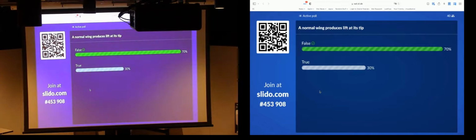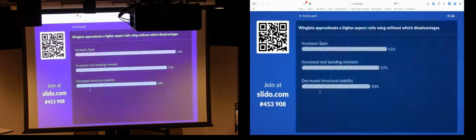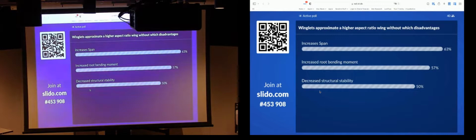So that brings us on to question 3. Winglets approximate a higher aspect ratio wing. So a winglet is a non-planar addition to the wingtip. Most winglets go up. Believe it or not, a winglet that faces down is more efficient. Why do we not tend to put our winglets downward facing? Anybody have a thought on that?